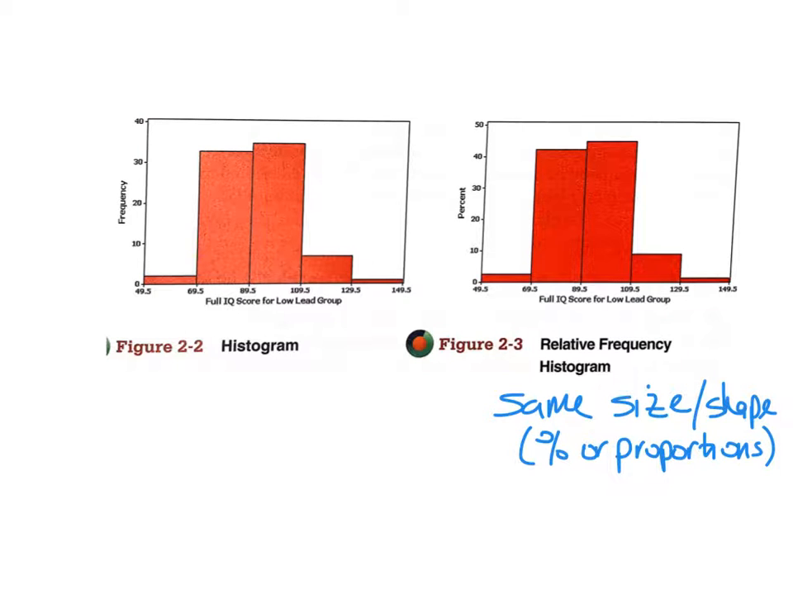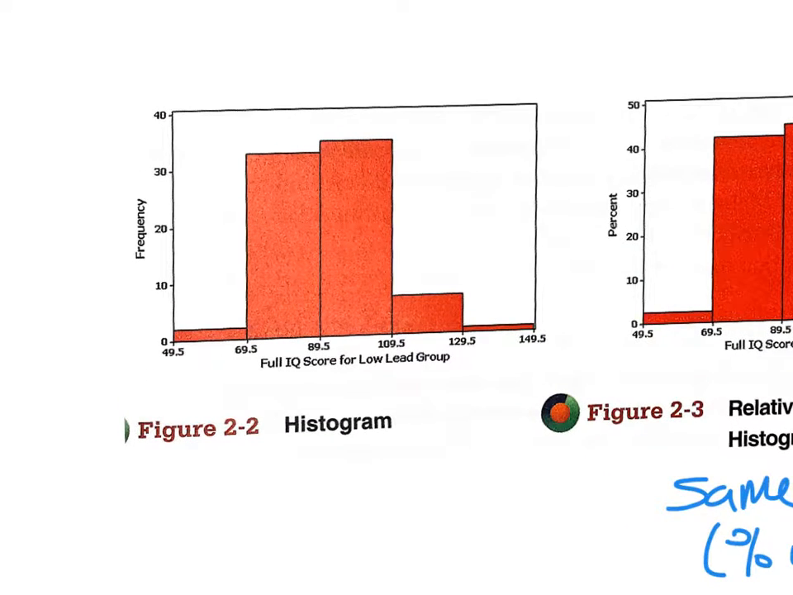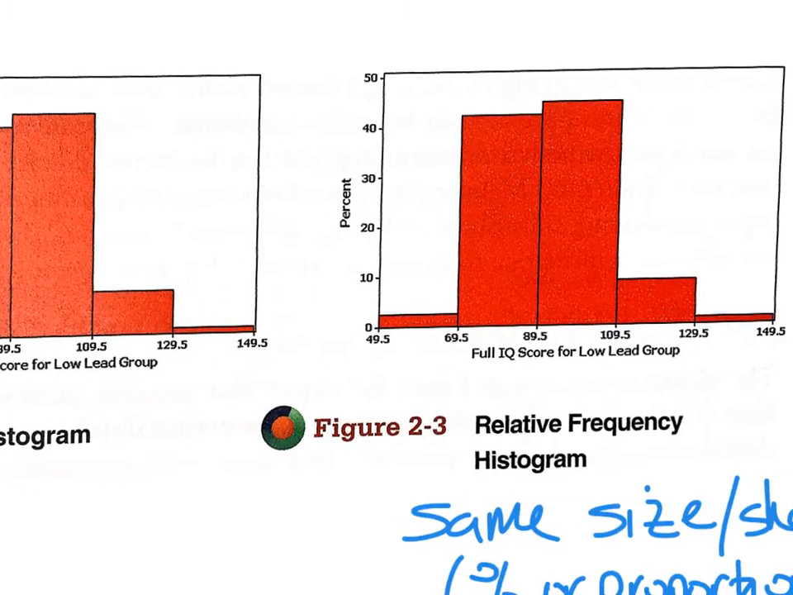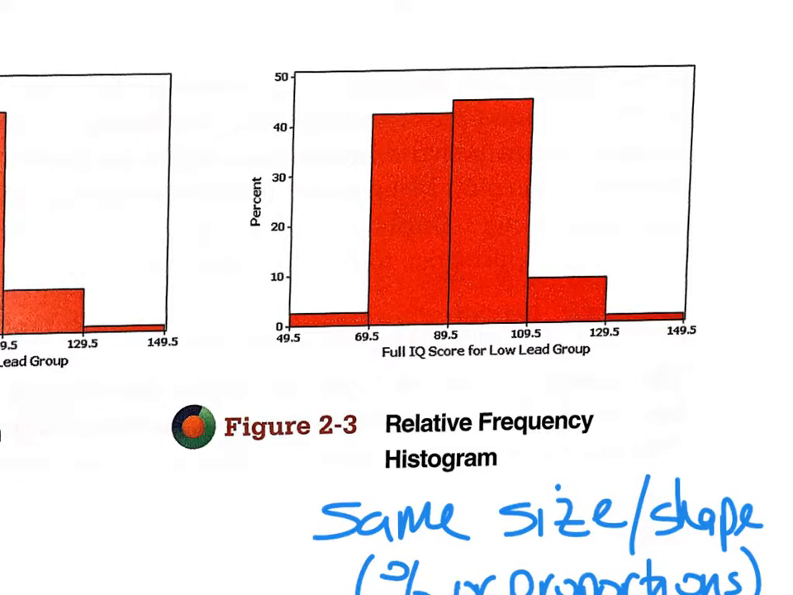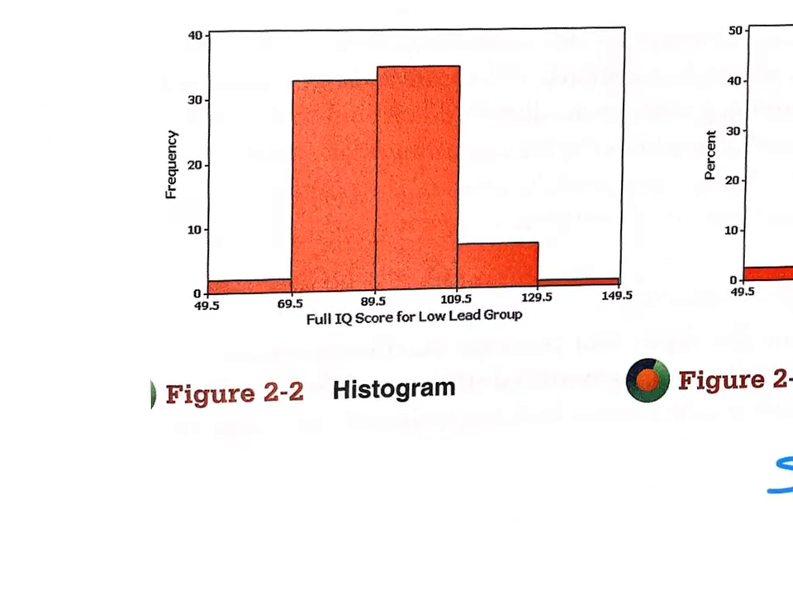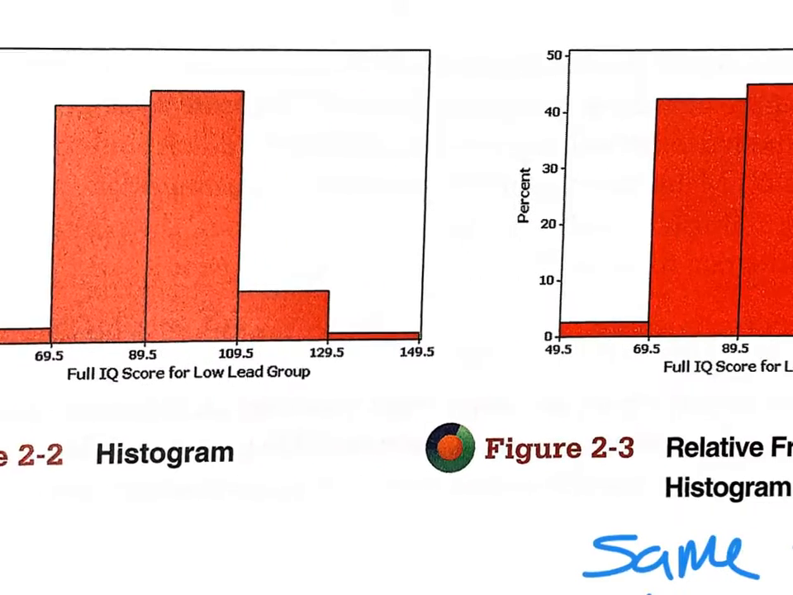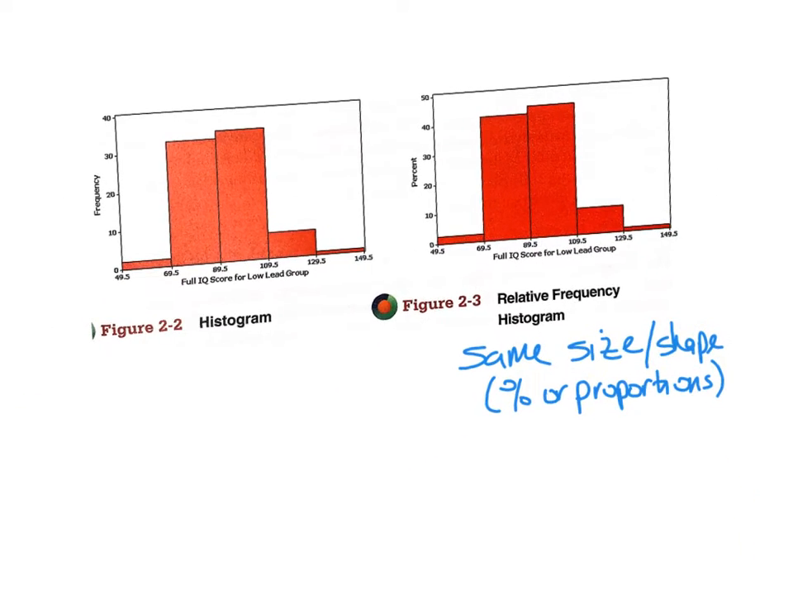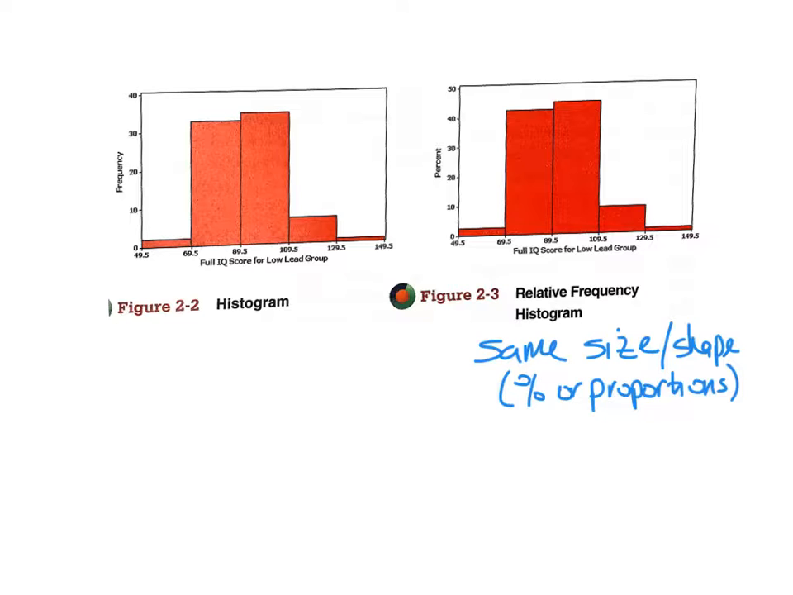A couple of examples here. Let me blow this up for you a little bit. The first one is for the low lead group again. We did a frequency table of that yesterday or the day before, so that's what the histogram would look like. And over here we've got the full IQ score. This one is the histogram of just the frequency table, and this is the relative frequency histogram where they use percentages. If you look at those two, they have the same shape and the same size. The only difference is the second one is using proportions or percentages instead of the raw numbers like the first one does. So either way works fine. You get the same result either way.